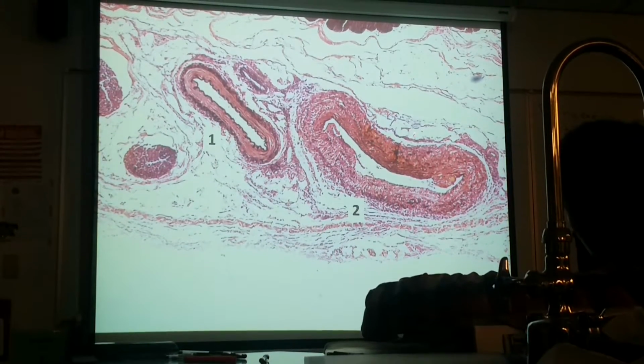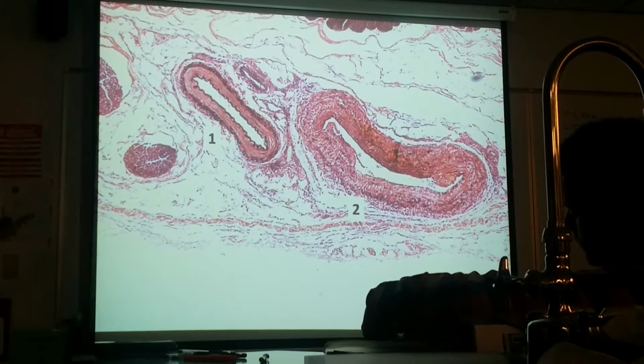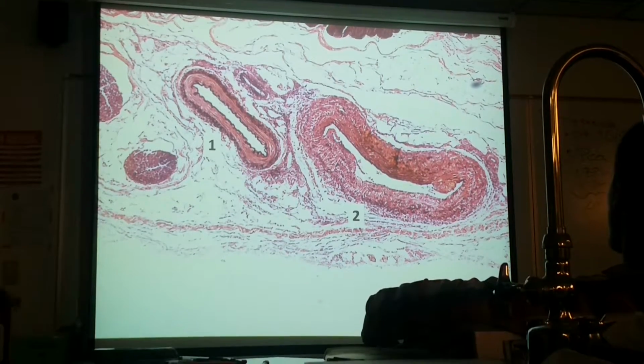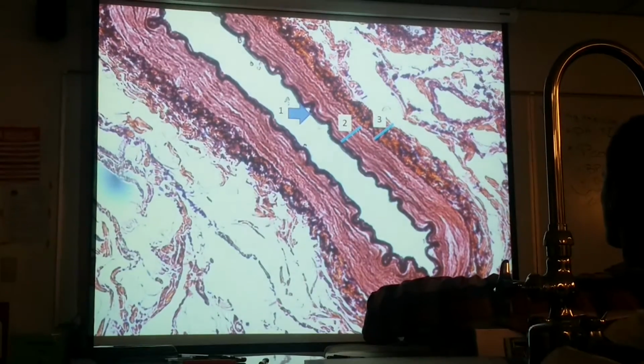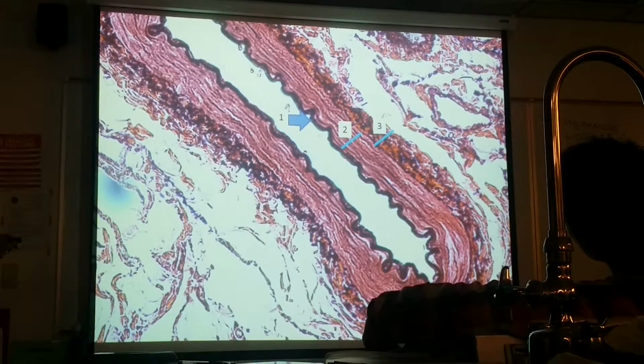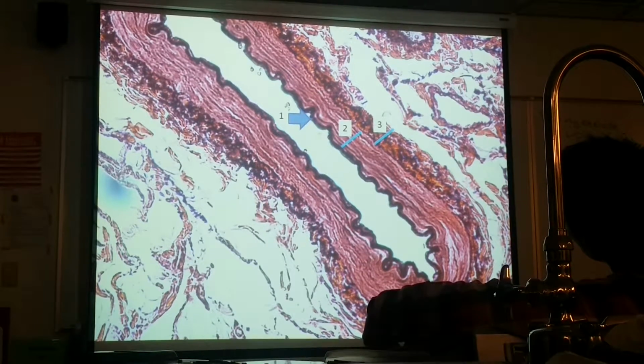Okay? That is a large vein. And so elastic arteries and these blood vessels, we have 3 layers. Okay? TI, TM, and TA. And I have them labeled here. Number 1, tunica intima, tunica media, tunica adventitia. The 1, 2, and 3.